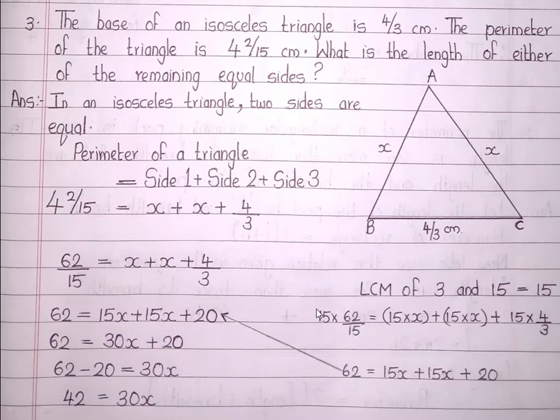So 15 by 15 I'll cancel, and I'll get 62 here. 15x plus 15x plus 20. Where is the 20 from? 15 divided by 3 is 5, so 5 into 4 is 20. So the equation is 62 equal to 30x plus 20. Don't wonder where 30 is coming from. It is 15 plus 15. 62 minus 20 equal to 30x. 42 is equal to 30x.